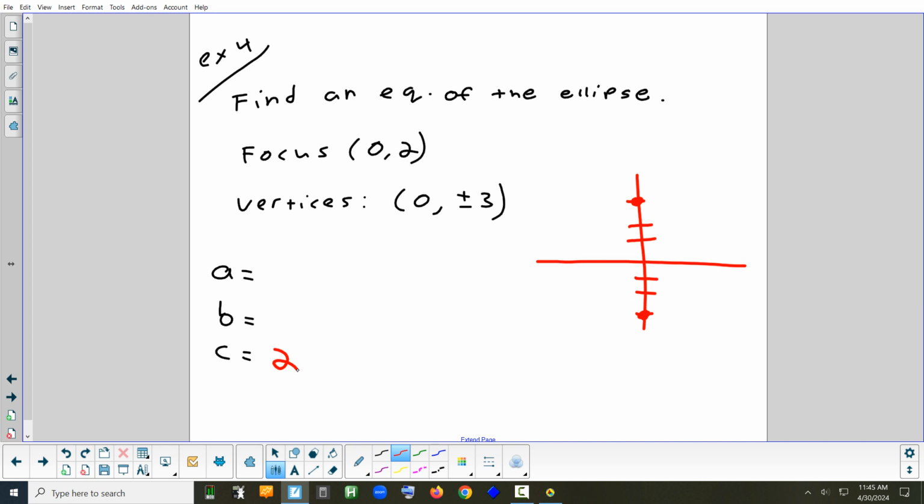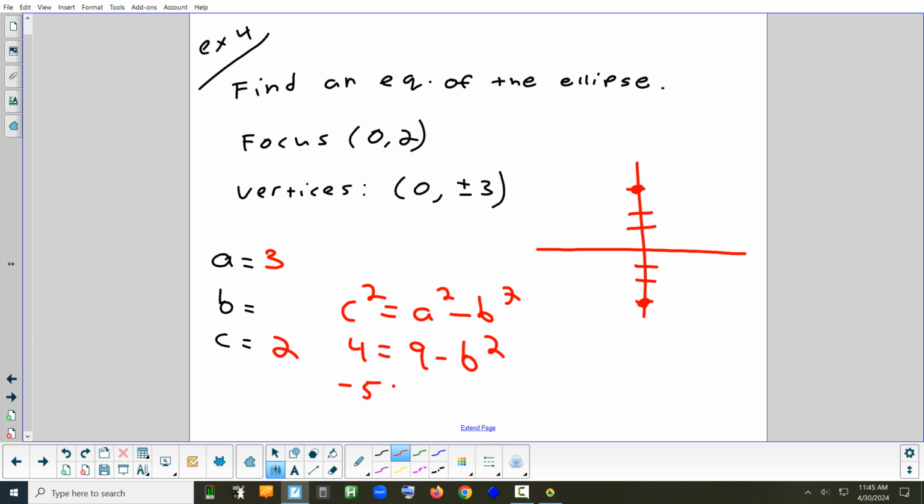How much? Yeah, that's the distance between the center and the vertex. But to write the equation, what letter are we missing that we need? B. And what's the connection between A, B, and C? C squared equals A squared minus B squared. So 4 equals 9 minus B squared. We're going to get -5 equals -B squared. So that means B is square root of 5.